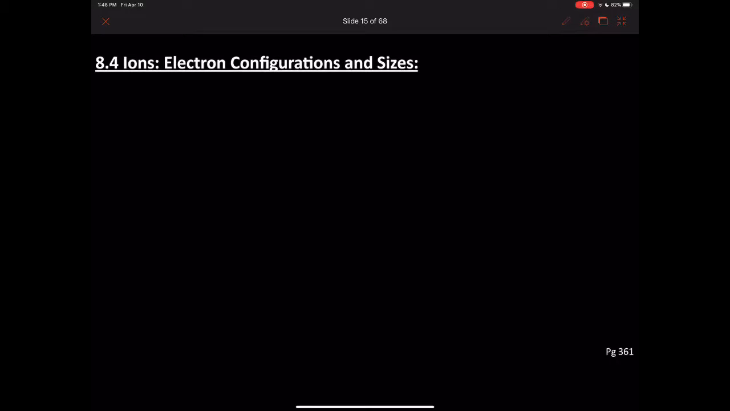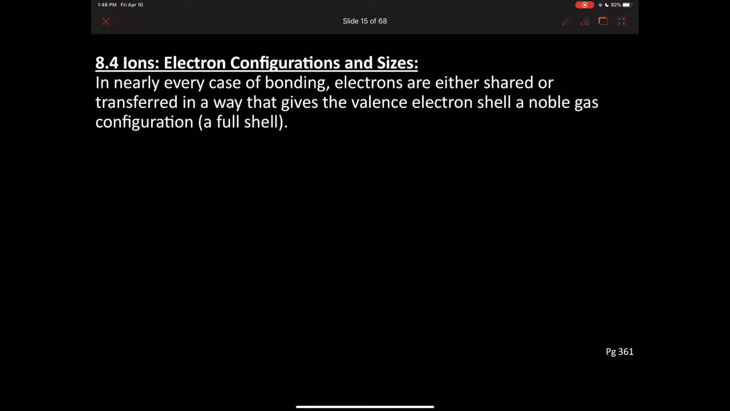All right, we're in the next portion of our lecture today, 8.4: ions, their electron configurations and sizes. So in nearly every case of bonding, the electrons are either shared or transferred in a way that gives the valence shell of each atom a noble gas configuration, or in other words, a full valence shell. So really what every atom is longing for is to have their valence shell of electrons filled.